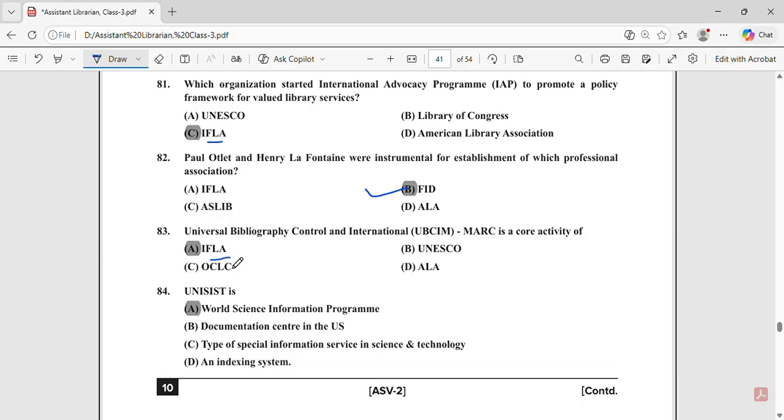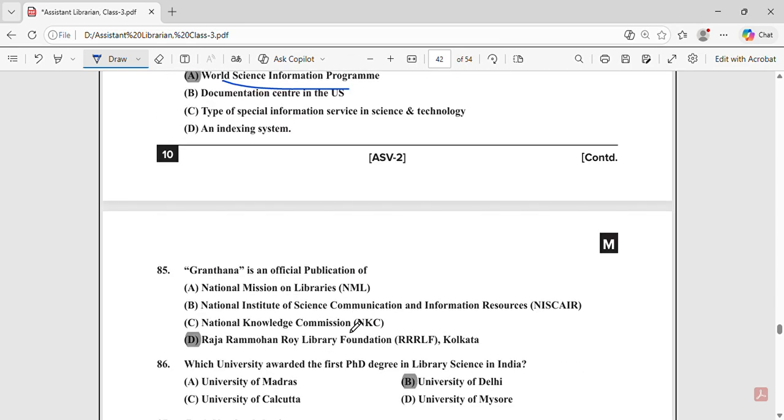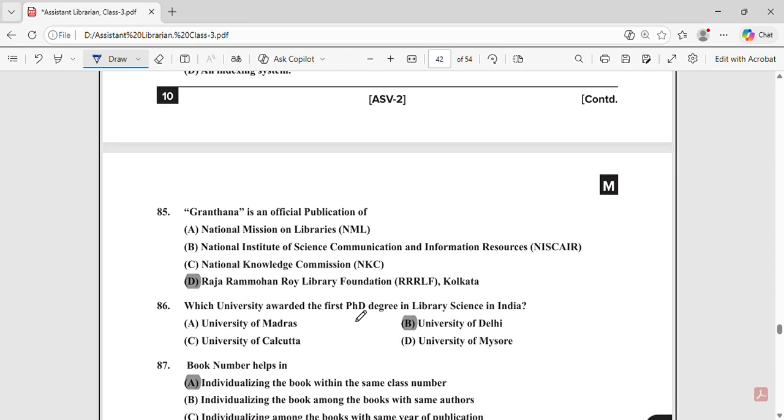Universal Bibliographic Control and International MARC is a core activity of IFLA. UNISIST is a World Science Information Program. Granthana is an official publication of the Raja Ram Mohan Roy Library Foundation, Calcutta.